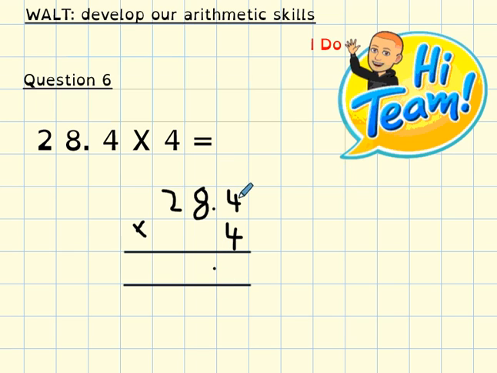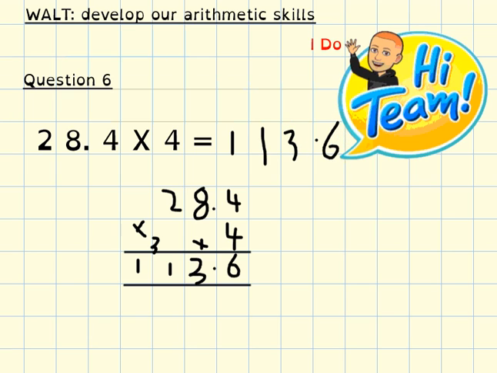4 times 4 is 16. 4 times 8 is 32. Add on my 1 is 33. 2 times 4 is 8. Add on my 3 is 11. 113.6.